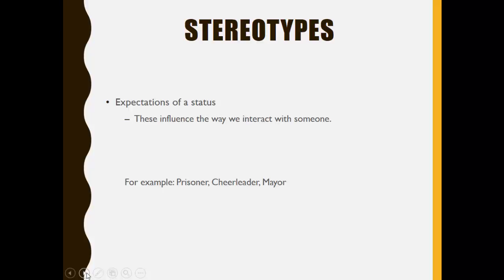Maybe it is a cheerleader. So when we expect certain things out of someone that has the status of cheerleader, we're going to interact with them in a little different way. Maybe this is more cooperation because they're part of a team. Exchanges happening all the time. Other times it's going to be who you're interacting with. As a mayor, you're going to interact with people of a lot of different statuses within your community, where you may not have those same interactions if you are a prisoner.